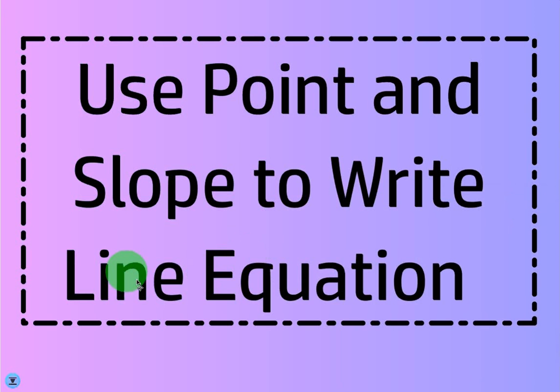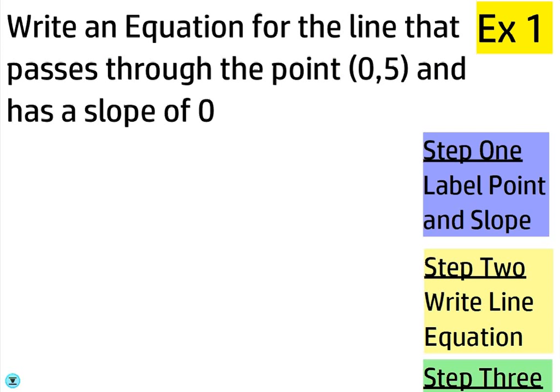So we're going to look at 4 examples. We're going to try to cover everything you'll see on the worksheet or a quiz. Here's your first example. I'll give you plenty of time to write it down. Write an equation for the line that passes through the point 0,5 and has a slope of 0. I'm going to go ahead and pass the worksheets out because you're going to see it's the same thing.